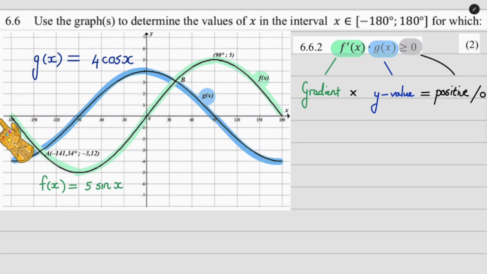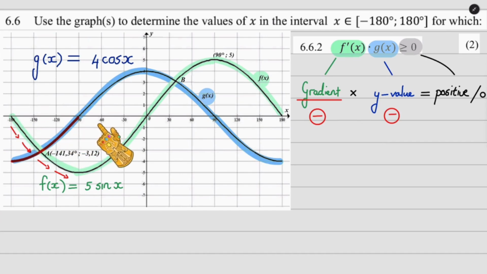So if we start analyzing over here, the green graph has a negative gradient. And if I look at the y value of the blue graph all the way on the left here, it's got a negative y value from there to there, because it's underneath the x-axis, which means the y value is negative, as you can see with these negative numbers here. So from negative 180 to negative 90, we're getting a negative gradient times a negative y value, and a negative times a negative will indeed give me a positive. So it's working from there to there.